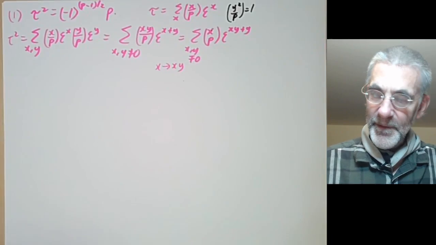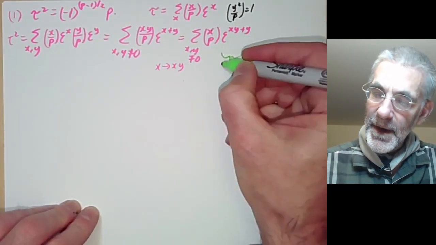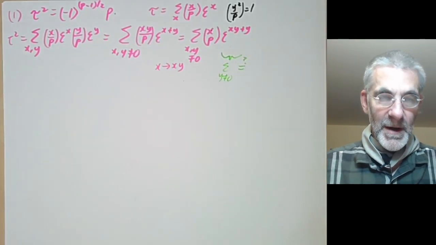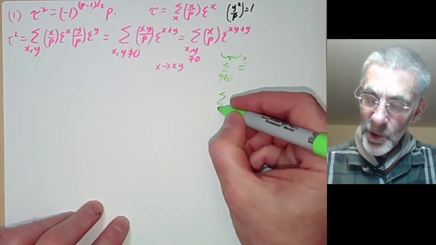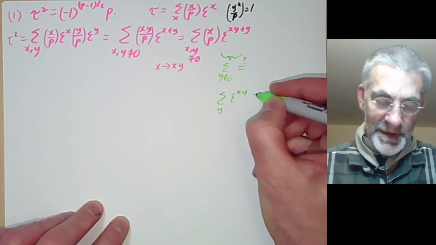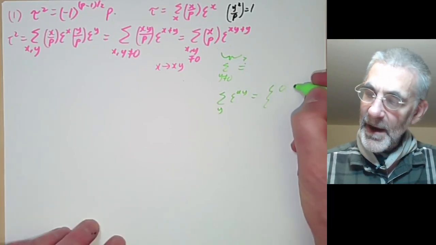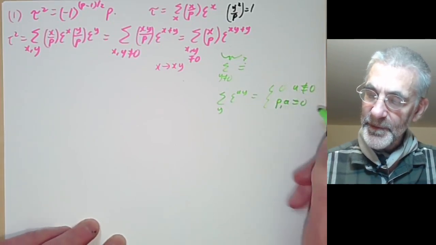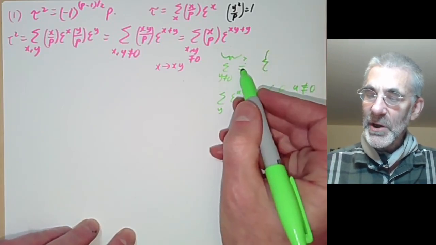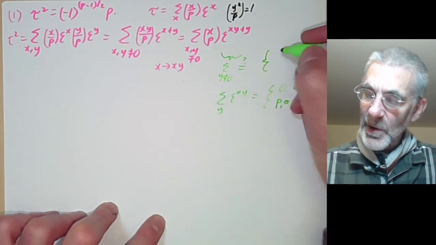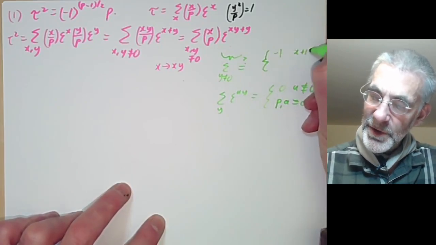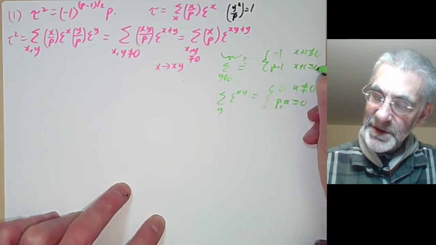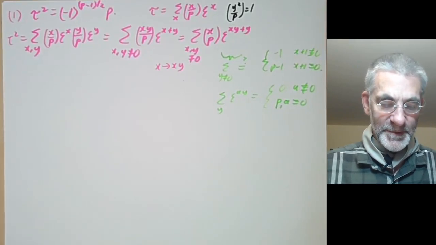So we're going to take this bit here and just sum it over y not equal to 0 and ask what is that equal to. Well, that's easy to work out, because if we sum over all y of epsilon to the ay, this is equal to 0 if a is not congruent to 0, and it's equal to p if a is congruent to 0. So this sum here, well, we have to subtract 1 because we're summing over non-zero y, and we get minus 1 if x plus 1 is not congruent to 0, and p minus 1 if x plus 1 is congruent to 0. So we can work out the sum over y.